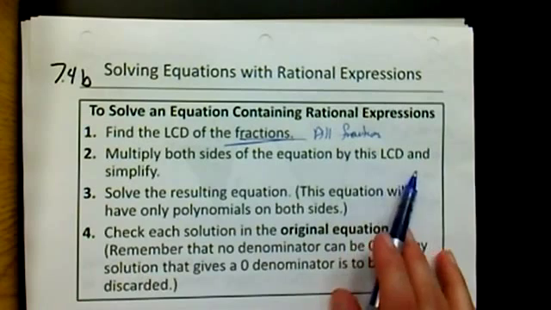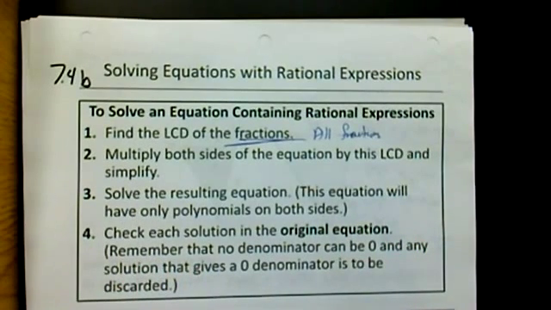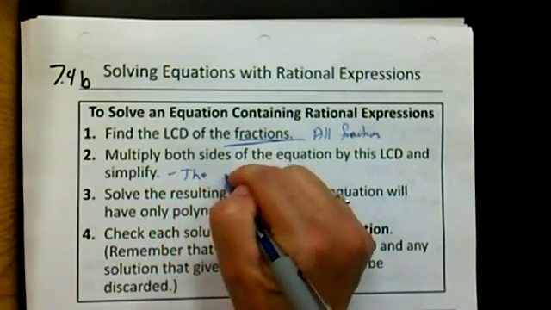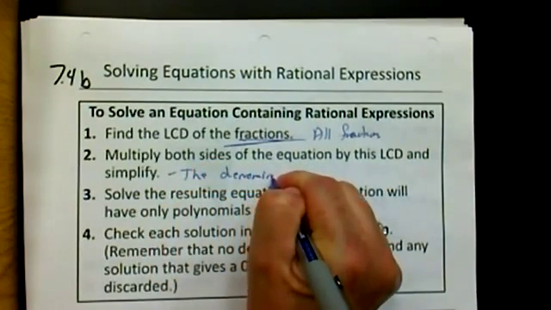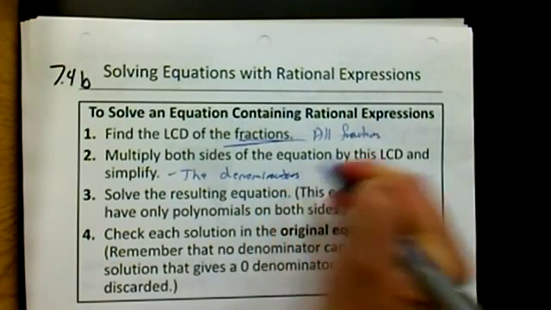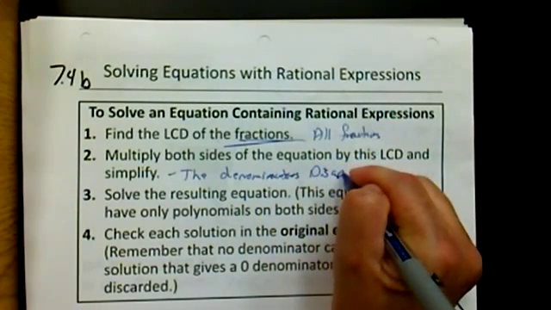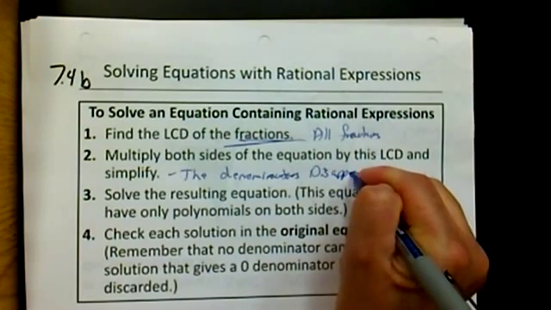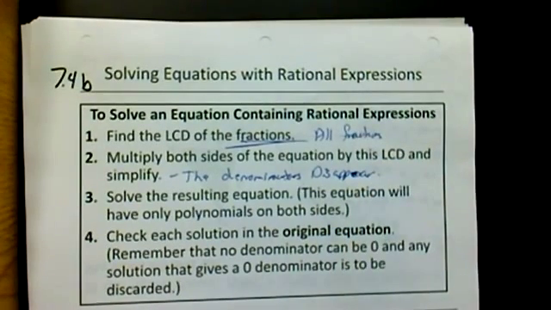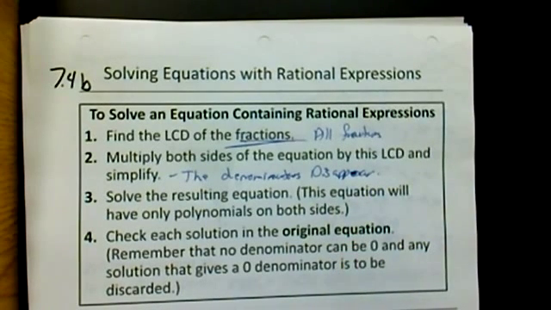Multiply both sides of the equation by the LCD and simplify. When you do that, the denominators disappear. So don't have any denominators left in there. They all go away. That equal sign allows us to do that with our problems. So they're going to disappear and you're not going to have them in your problem anymore. So watch that and make sure you get rid of all of those.